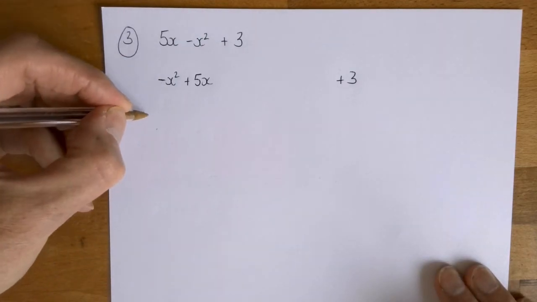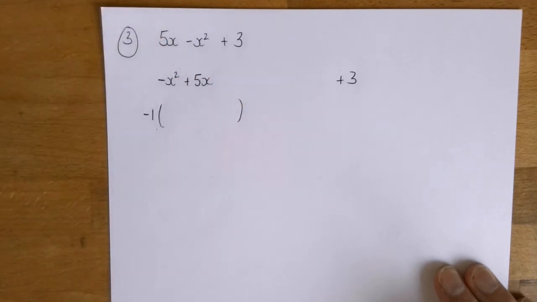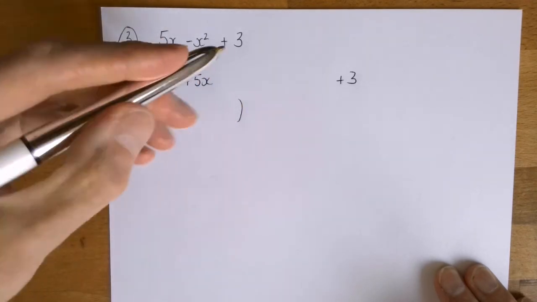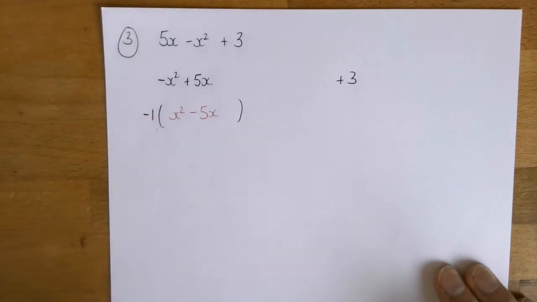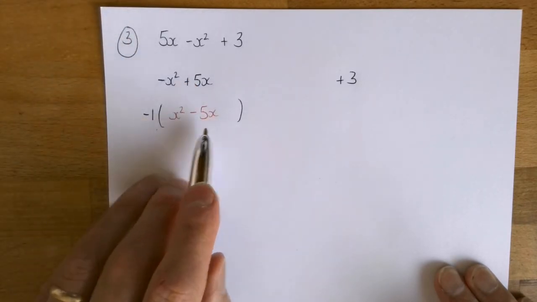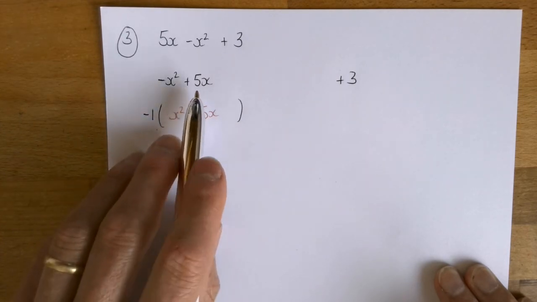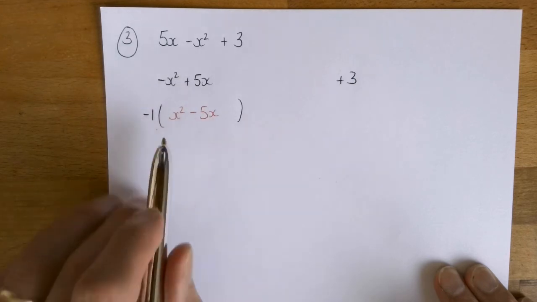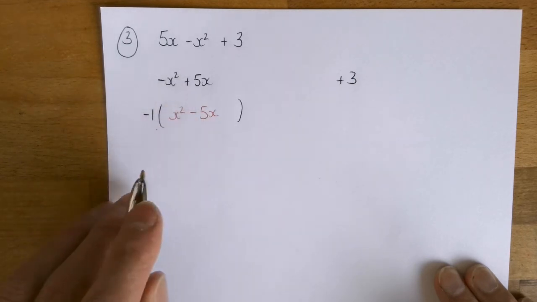We rewrite this. Those of you that I've taught know what a fan I am of multiplying by minus 1, what a great trick it is. So we can rewrite it like that. If I multiplied this out, minus 1 times x squared gives you minus x squared, and minus 1 times minus 5 gives you plus 5x. So this is the same as this. And now I can complete the square for this bit.